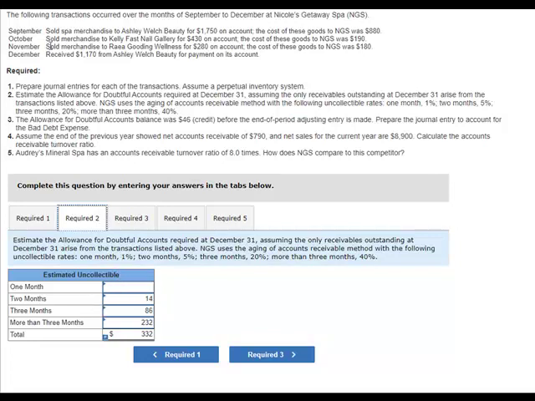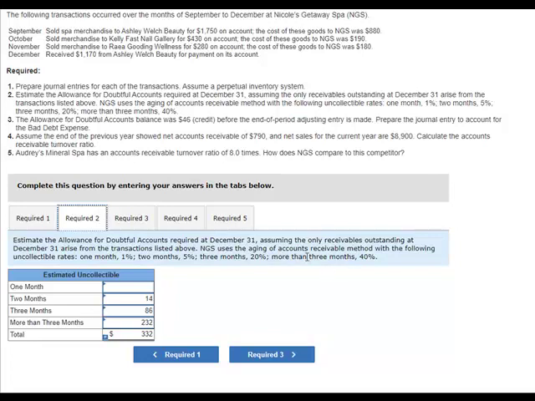But we did make sales in November, so those sales would be 2 months ago since we're doing this as of the end of December. And so we would take the $280 sale in November and multiply by the 5% rate to get 14 as our estimated uncollectible amount. Then the 3-month percentage is 20%. We'll multiply that by the $430 sale in October.